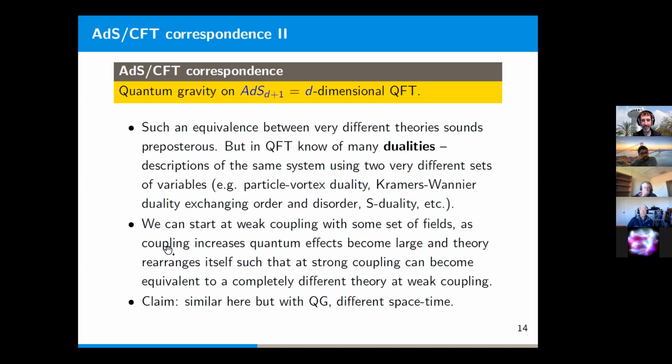So by now we've gotten used to the idea that we can start at weak coupling in some quantum field theory with some set of fields, and then as the coupling increases, the quantum effects become large, the theory rearranges itself, and eventually when we go to strong coupling, the same theory can become equivalent to some completely different field theory at weak coupling. So in quantum field theory, we have by now many examples of that behavior. Well, certainly in 1+1 dimensions, but also by now in 2+1 and in 3+1 dimensions. And the claim is that something similar is happening here, but in this case, where one side is not a standard quantum field theory, but a theory of quantum gravity, and it also lives on a different spacetime. So this is a more extreme example of a duality of this type, but it is still just some rearrangement of the degrees of freedom that happens when we go to strong coupling.